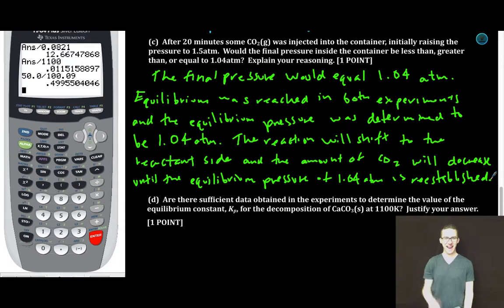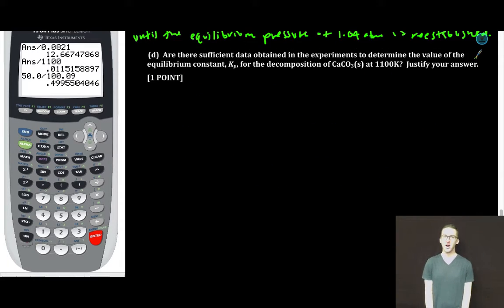Subpart D. Are there sufficient data obtained in the experiments to determine the value of the equilibrium constant Kp for the decomposition of calcium carbonate at 1100 Kelvin? Justify your answer. Yes, there are sufficient data.